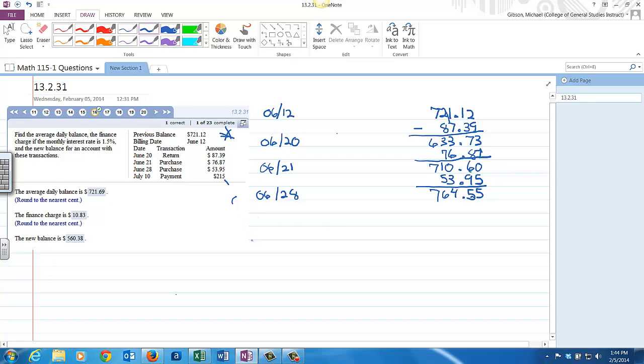All right. The last transaction is on the 10th of July. We make a payment of $215. Making a payment reduces our debt, so we put that in as a negative, and that gets us to 549.55. Now remember that our billing date was the 12th, so our next billing date will also be the 12th.